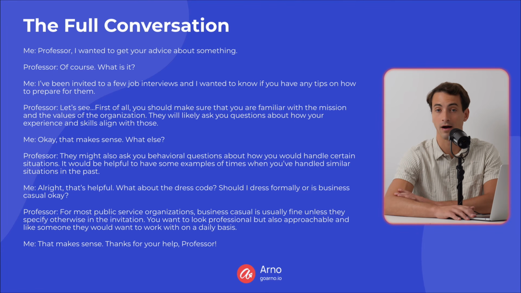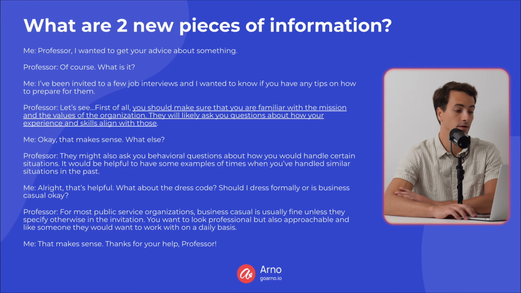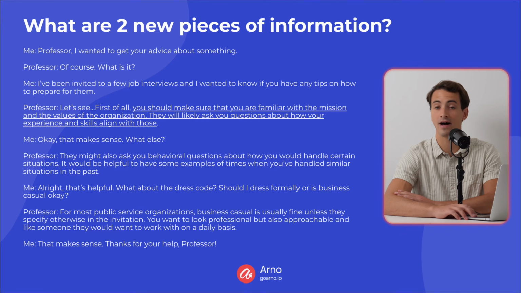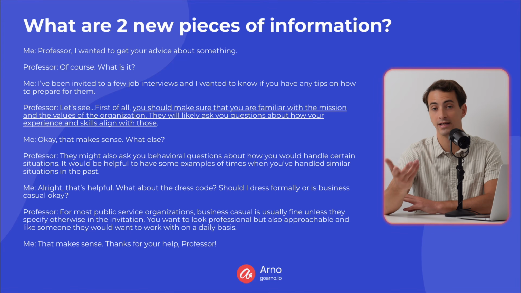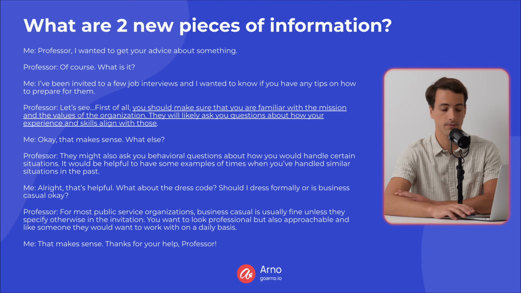And that's the whole conversation. So let's now find 2 new pieces of information revealed in the conversation. First, we have, you should make sure that you are familiar with the mission and the values of the organization. They will likely ask you questions about how your experience and skills align with those. In other words, this is something that you learned from the other person in the conversation. New information that you didn't know before.